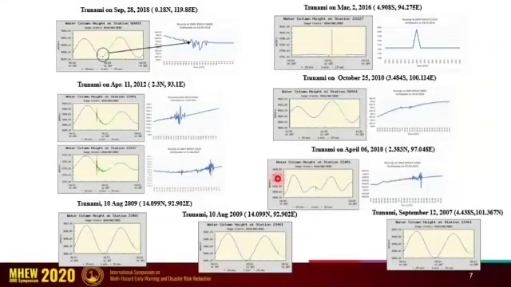These are the DART buoy records since 2006. You can see how it captured the tsunami waves since 2006, right? So you can see 2006 somewhere here, right? And 2007, right?